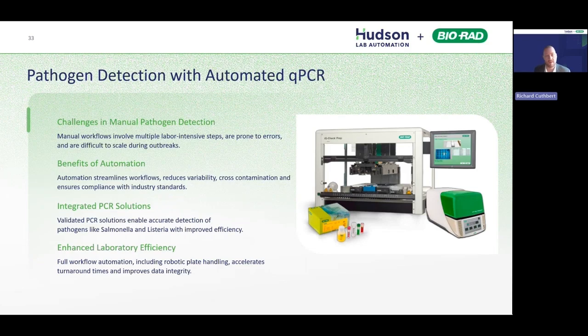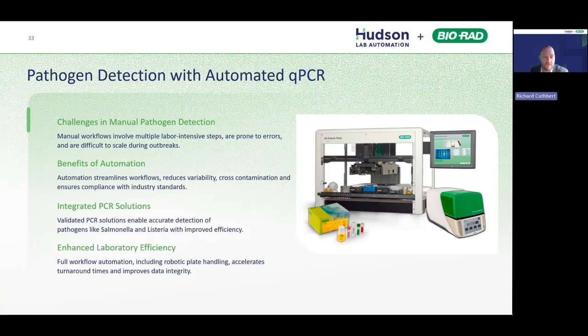So I've talked a lot about flow cytometry applications. Let's have a look at qPCR. Pathogen detection is a critical process in food safety, clinical diagnostics, and environmental monitoring. Laboratories face increasing pressure to deliver rapid, accurate results while handling large sample volumes and meeting stringent laboratory regulation requirements.